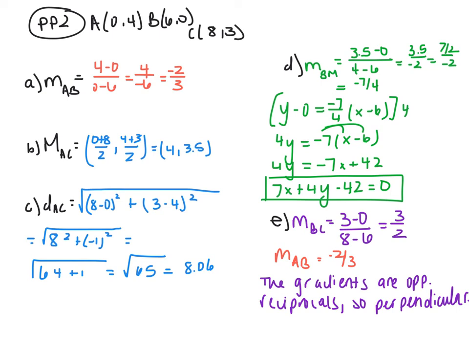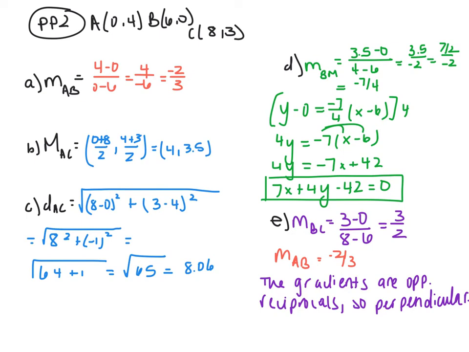Part D wants us to find the equation of the line BM, where M is this midpoint that you found in Part B. So I found the slope, 3.5 minus 0 over 4 minus 6. So you get 3.5 over negative 2, which is 7/2 over negative 2, or negative 7/4. So that's your slope. And then I use point-slope form using point B. So you get y minus 0 is equal to negative 7/4 times (x minus 6).